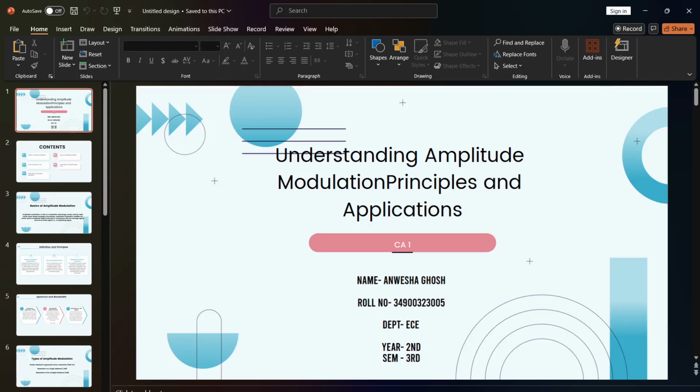As we know, amplitude modulation is a process in which the carrier amplitude is varied in accordance with the instantaneous value of the modulating signal, and this whole thing is known as amplitude modulation. This is a PowerPoint presentation I have made, which defines amplitude modulation principles and its applications.